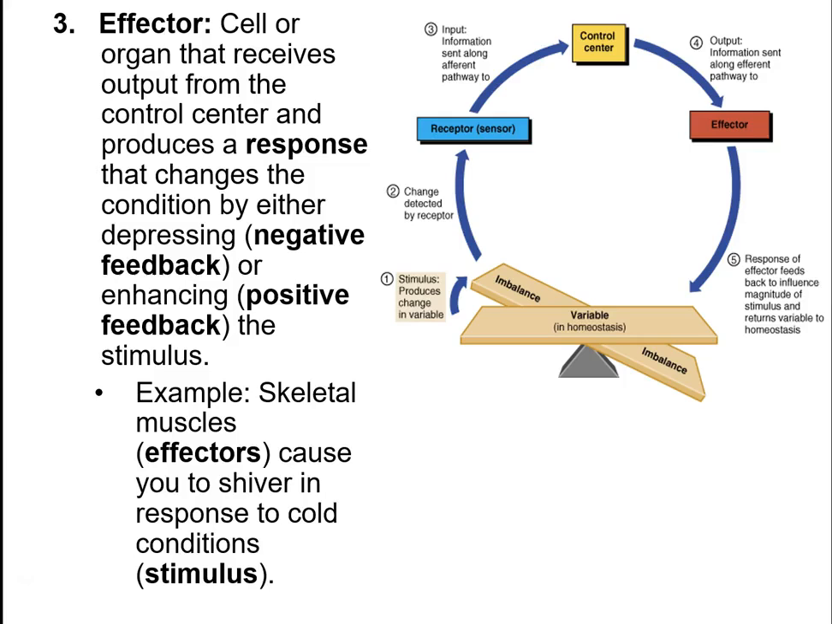And there are a couple different types of feedback loops. And so we can change the conditions either by depressing it, so preventing more of a change. This is negative feedback, or it can actually enhance it. This is positive feedback. Most of the systems in our body are negative feedback loops, but there are some really important ones that function within the positive feedback loop. So, for example, if you're really, really cold, the skeletal muscles, these would be the effectors, could cause you to shiver in response to cold conditions, so that would be the stimulus.